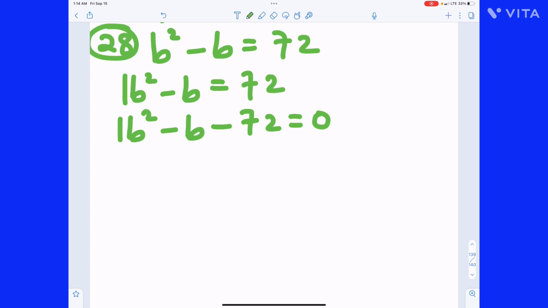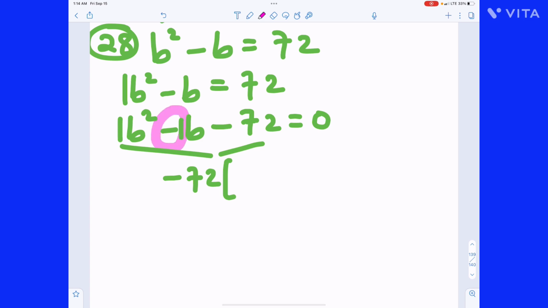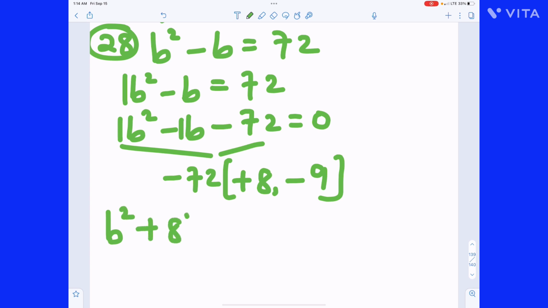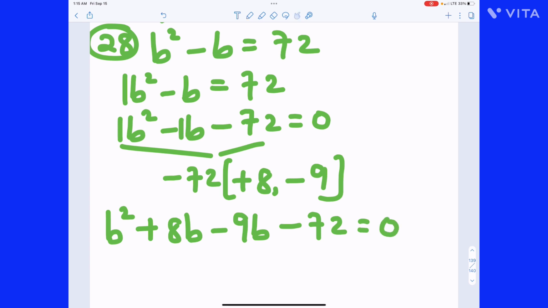So what do you do next? Multiply 1 by minus 72, you get minus 72. The minus b here is the same thing as minus 1b. You are looking for factors of minus 72 that add to give minus 1 and multiply to give minus 72. The factors are plus 8 and minus 9. So this is b squared plus 8b minus 9b minus 72 is 0.